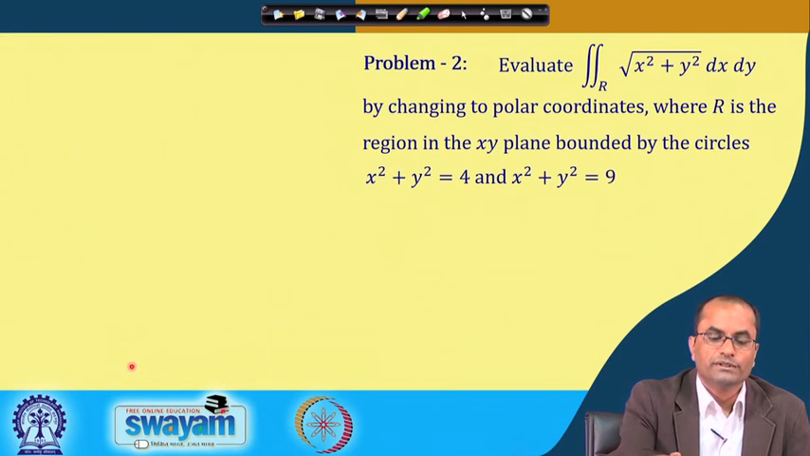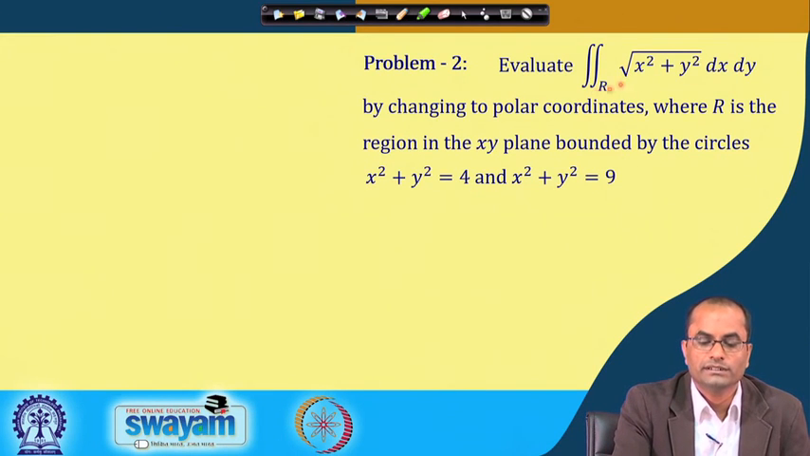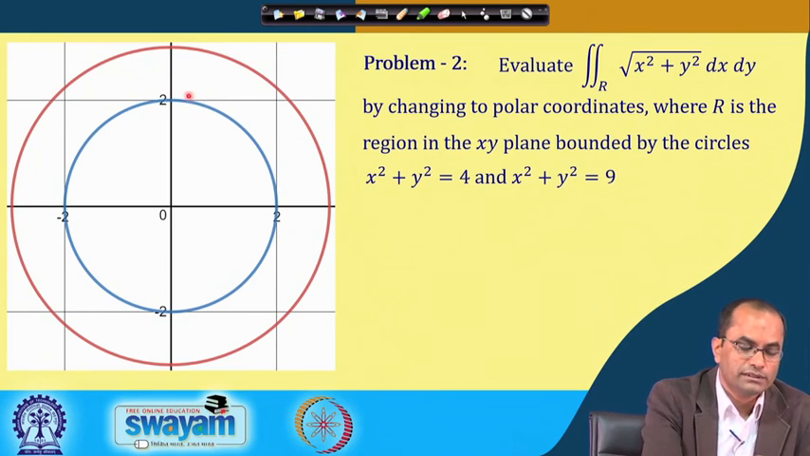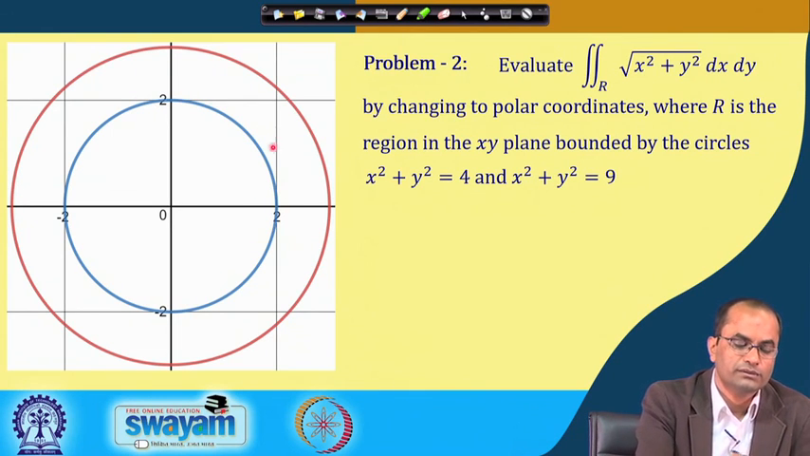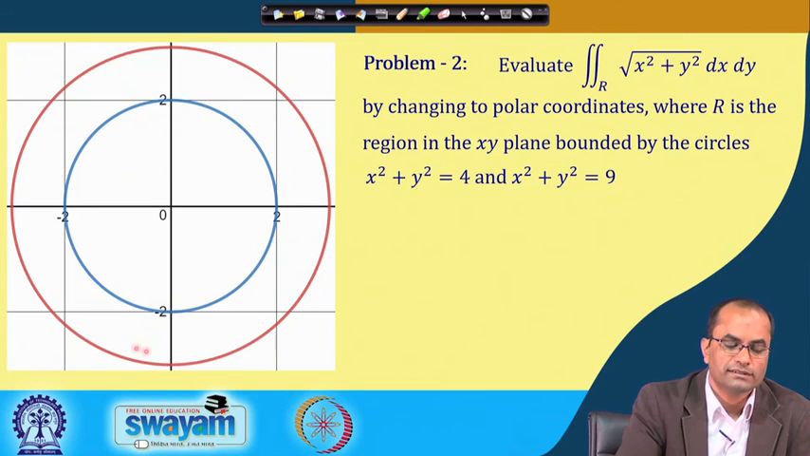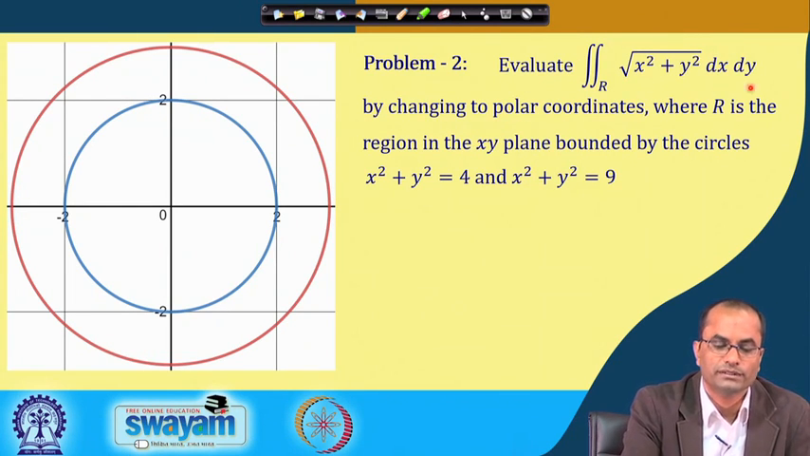The last example which we want to evaluate here is this integral of the square root of x square plus y square, dx dy, by changing to polar coordinates, where R is the region in the xy plane bounded by the circles x square plus y square is equal to 4 and x square plus y square is equal to 9. So, we have 2 circles, one with radius 2 and the other with radius 3, and we want to evaluate over this given region.